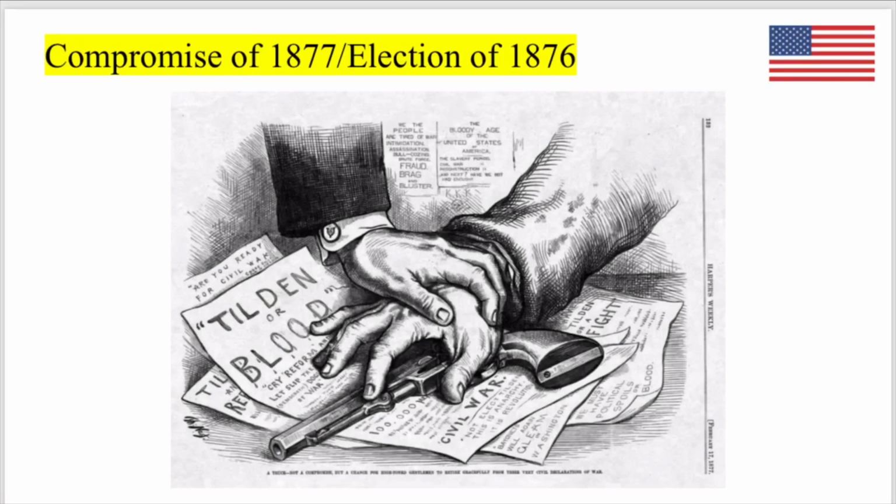The Democrats would allow the Republican, Hayes, to become president, but he would, one, immediately end federal support for the Republicans in the South, and two, support the building of a Southern Transcontinental Railroad. Developing the industry and infrastructure in the South was a big deal. This was basically the end of the protection of African Americans and Republicans in the South, and this end of the federal military presence ended up bringing Reconstruction to an end.